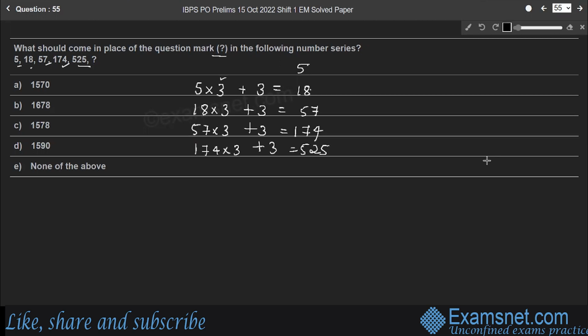Therefore, the last number should be, applying the same rule, 525 into 3, which gives 1575. Plus 3 gives 1578. Therefore, the last number is 1578, option C.